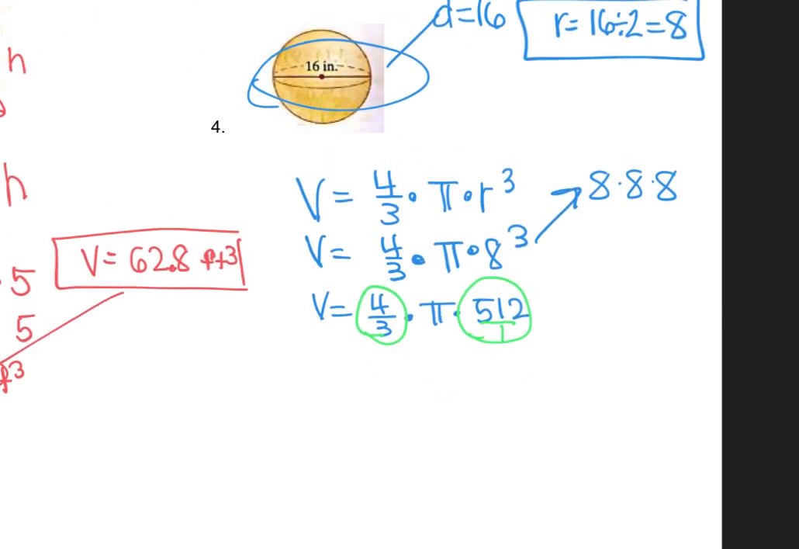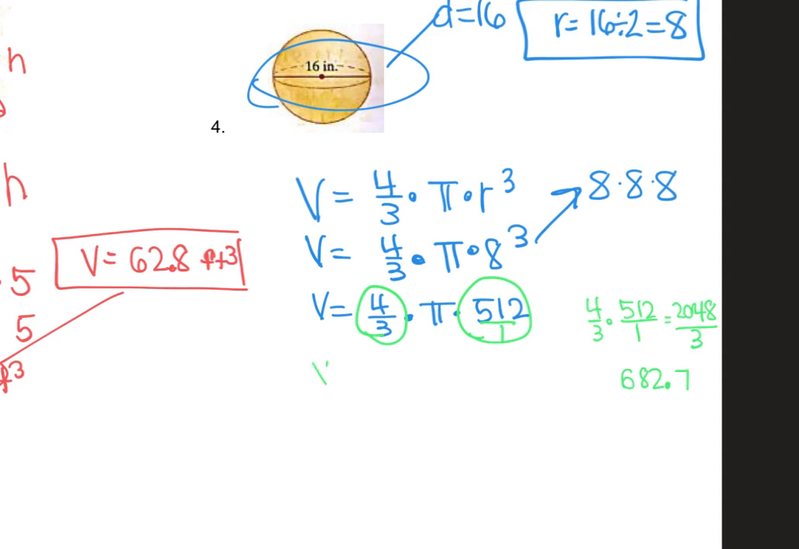All right, here we go. This is going to be 4 over 3 times 512 over 1. I have a calculator, so these big numbers are not scaring me. 4 times 512 is 2048. 3 times 1 is 3. 2048 divided by 3 gets me not a nice answer, 682.6 repeating, which rounds to 7.